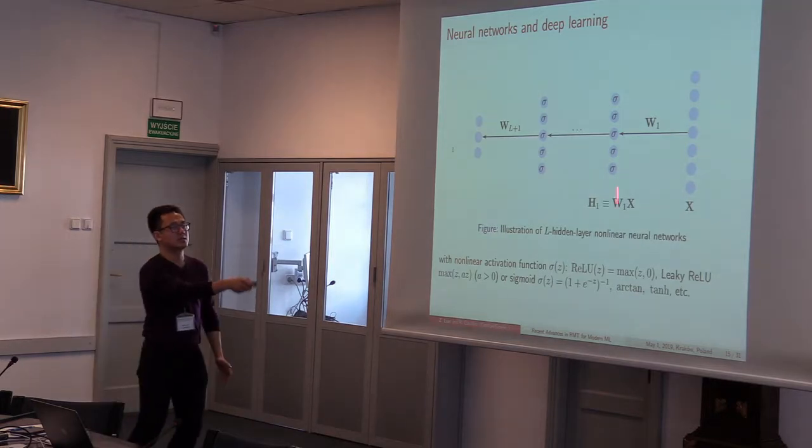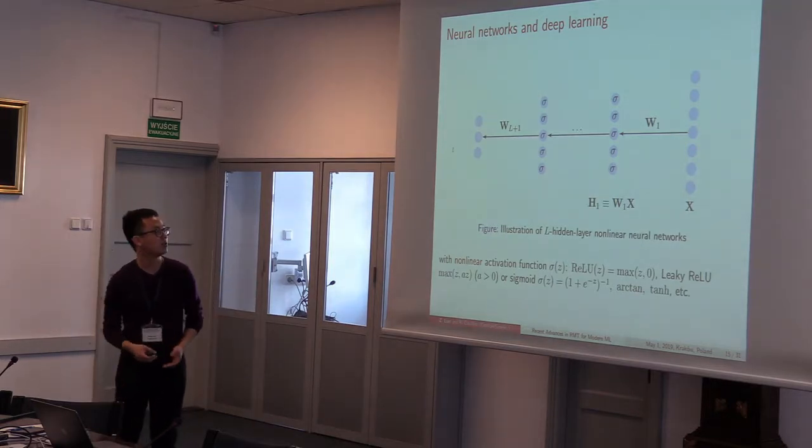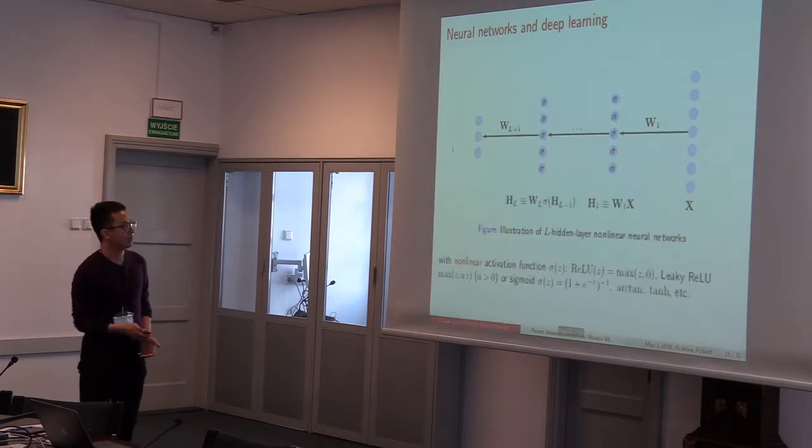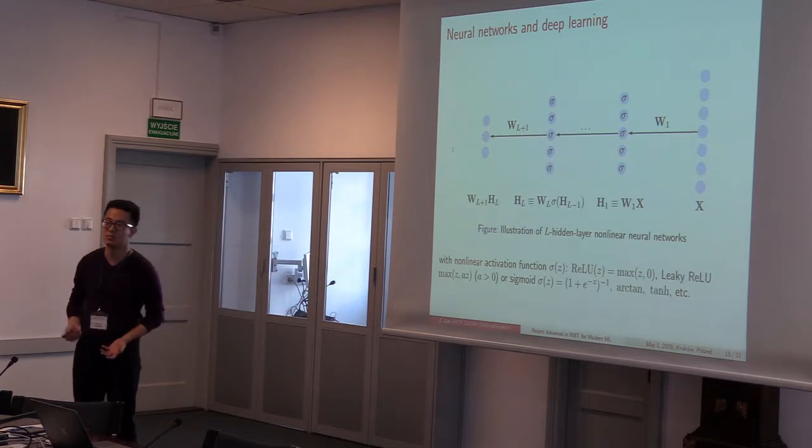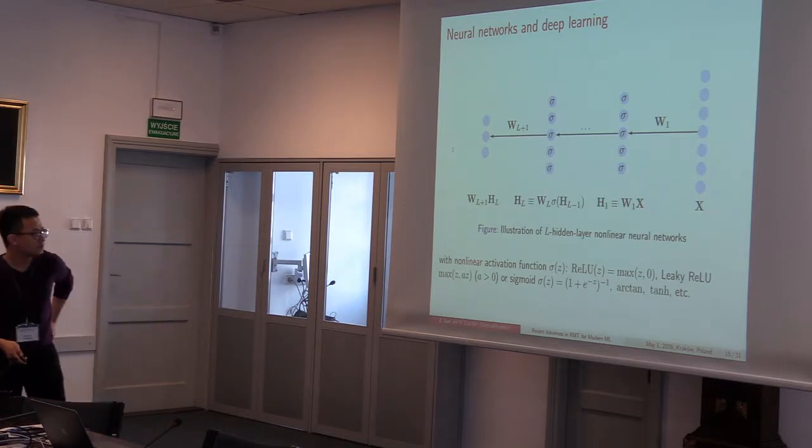And we continue to do the same thing. We multiply by some matrix W, and we apply entry-wise nonlinearity. And we get an output of the neural network. It is indeed what deep learning is doing. Okay.